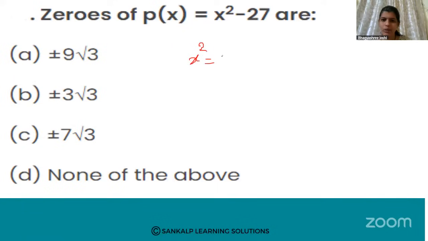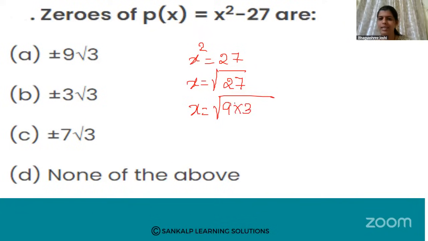x square equal to 27. Then what is the value of x? x is root 27. When x square is 27, how do you get x? We take the root. So x equal to, I will write 27 as 9 threes are 27 or 3 nines are 27. Next, square root of 9. If I take 9 out of the square root, what will I get? I will get x equal to plus or minus 3 into root 3.